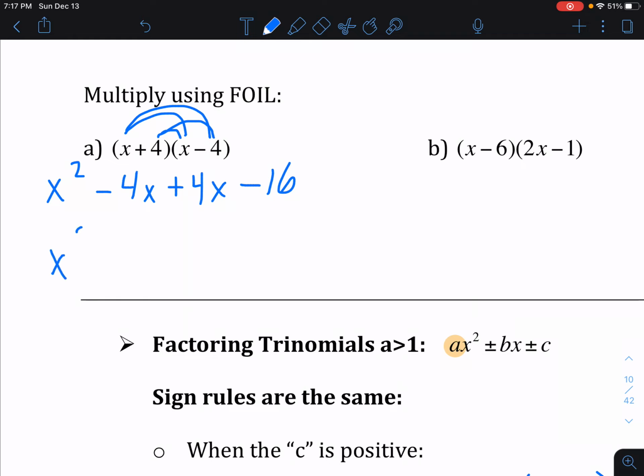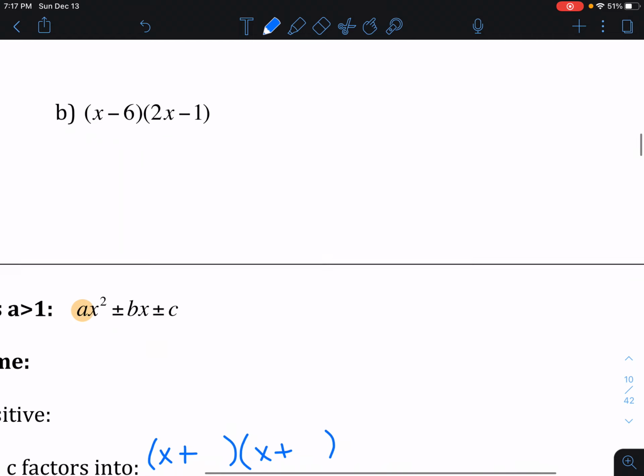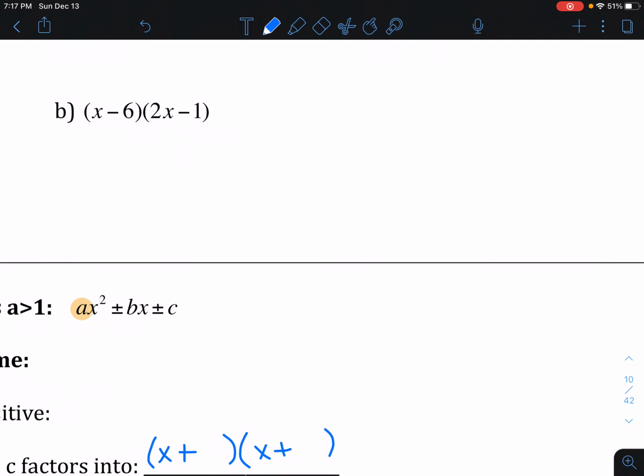X squared is by itself, bring it down. The x's, negative 4x plus 4x adds up to 0, so that can cancel. And then bring down your minus 16. So we just FOILed and combined like terms. Let's try another one, letter B.